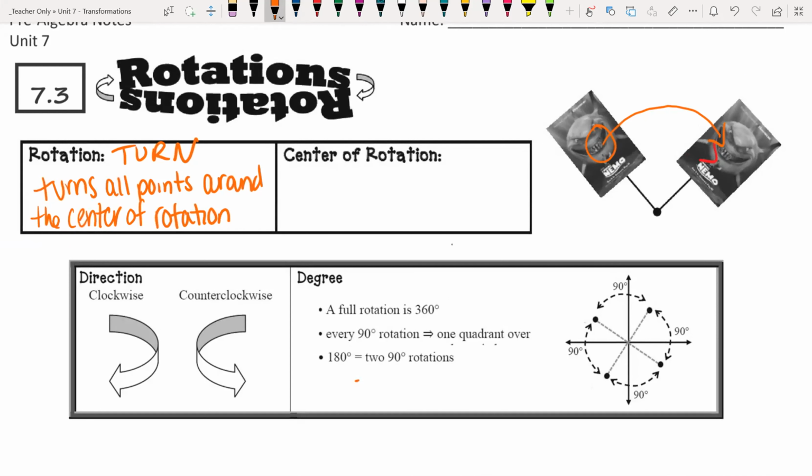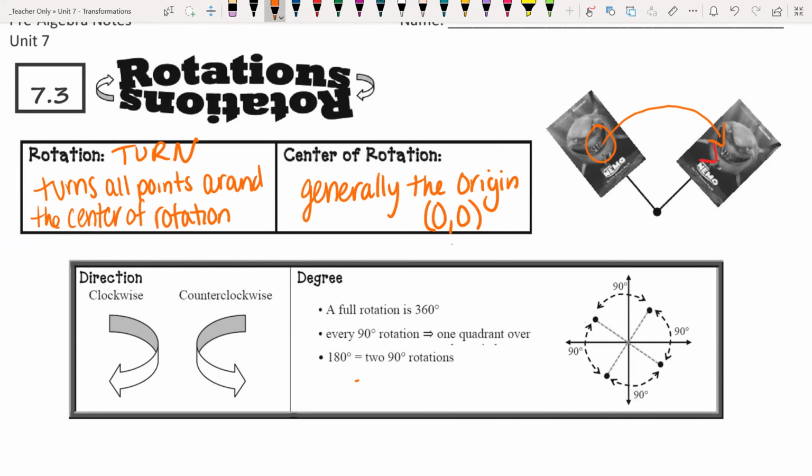The center of rotation is the point that everything rotates around, which is kind of what I said over there. It's generally the origin. You remember what the origin is? Well, it's 0, 0. So that point is the origin.